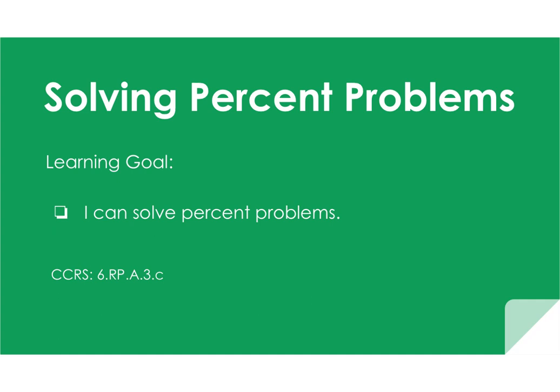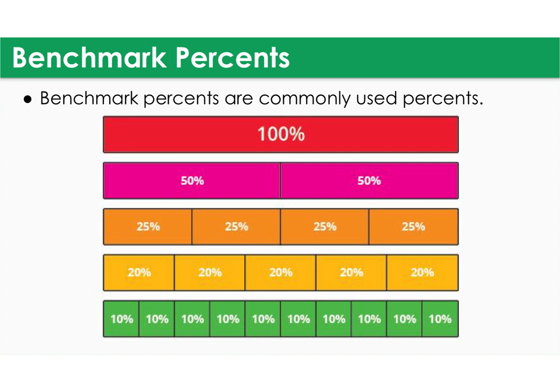Solving percent problems. We have benchmark percents, commonly used percents. We start with 100%, which is the whole, and then 50%, that's half, or we would divide the whole by 2. 25%, you can see there's 4 of those, so that's like having a quarter, like money. 20% is split up into 5s. And then 10%, there's 10 of those in a whole.